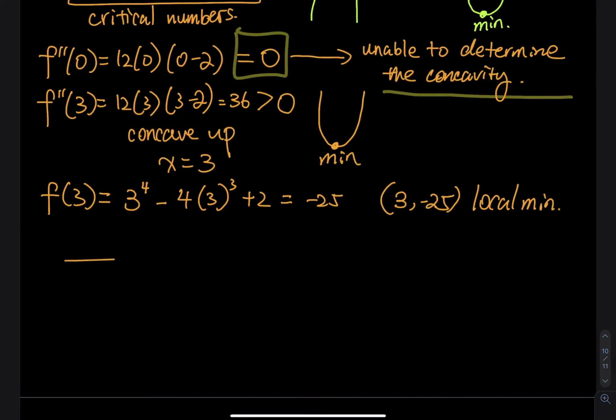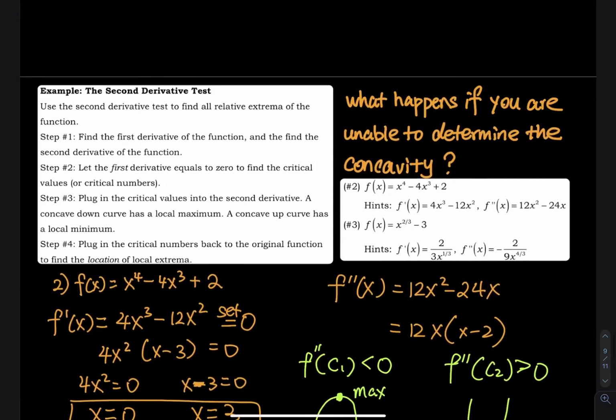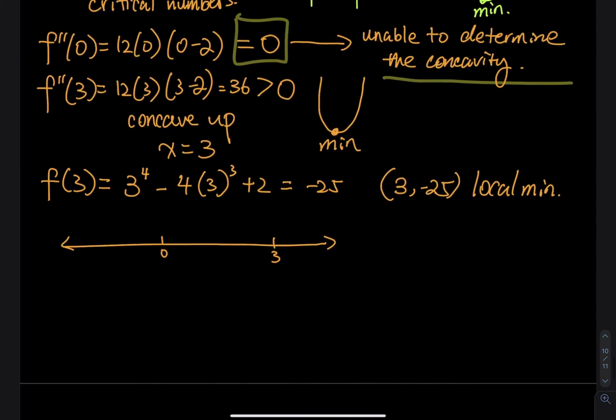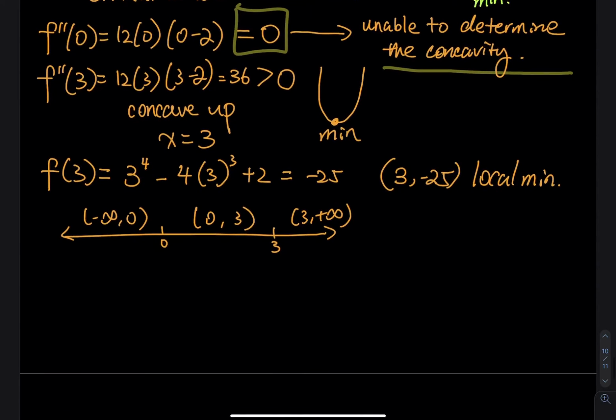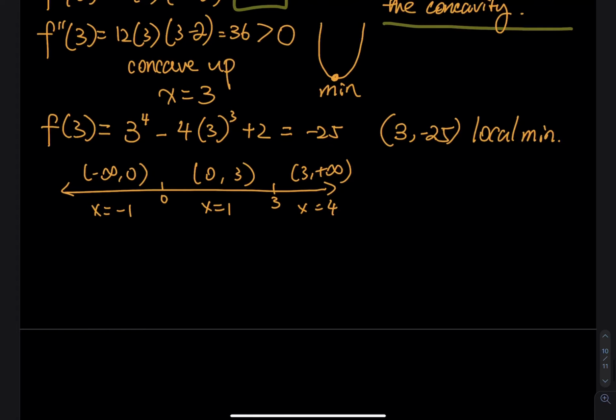Again, we have two critical numbers, right? One at 0, one at 3. So that gives us 3 intervals: negative infinity to 0, and then from 0 to 3, and then from 3 to positive infinity. Again, I am doing everything for the first derivative, so I have to pick a test value. So let's pick something easy: x equals negative 1, x equals 1, and then x equals 4. Pick a number inside the test interval.